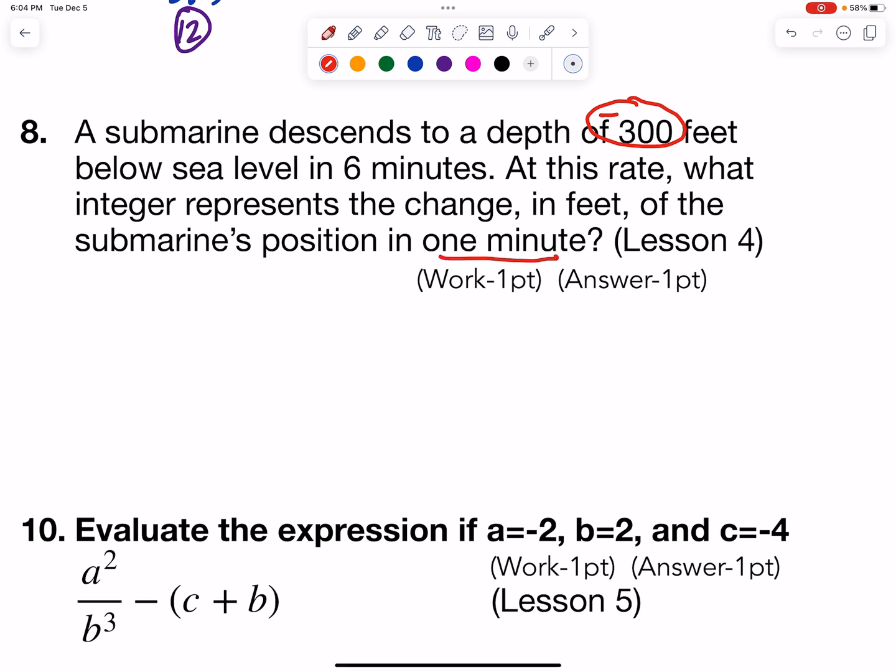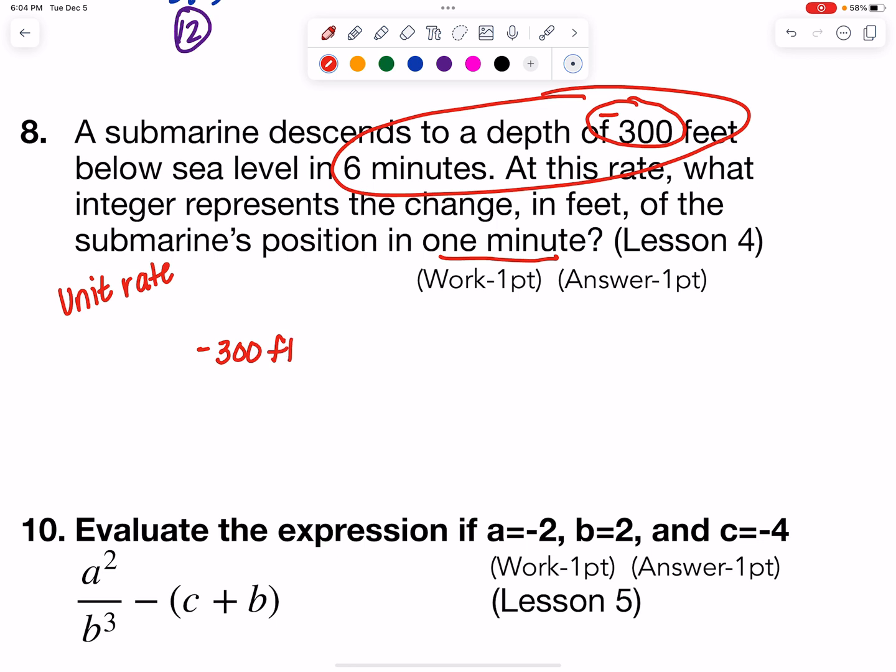So remember, anytime we have this ratio, I have 300 feet per 6 minutes, and I want to know per 1 minute, we're coming up with a unit rate. So this is a unit rate question. Okay, something from old modules that we're now doing in here. So we have 300 feet per 6 minutes. Okay, and the question is, how many feet in 1 minute?